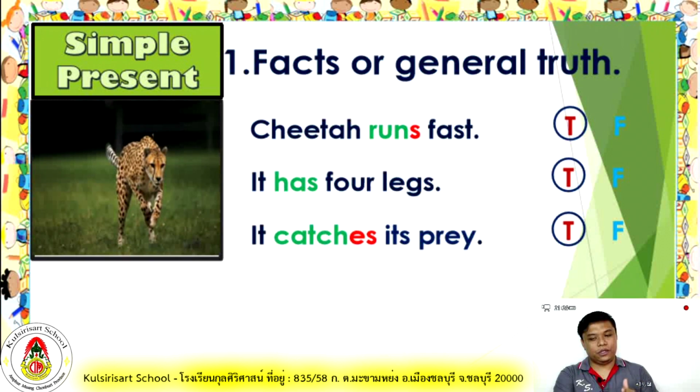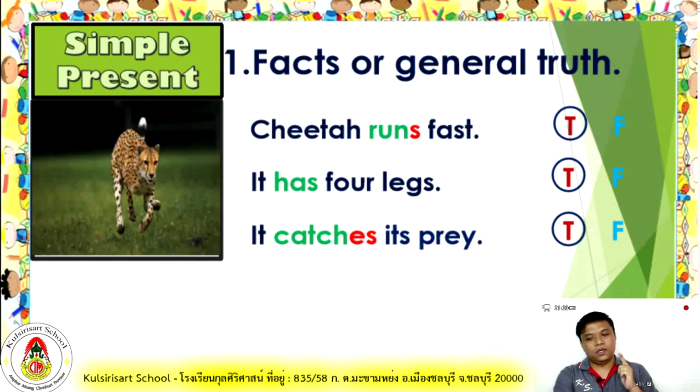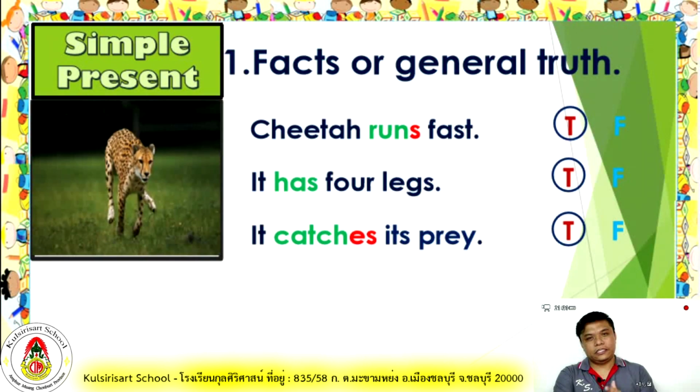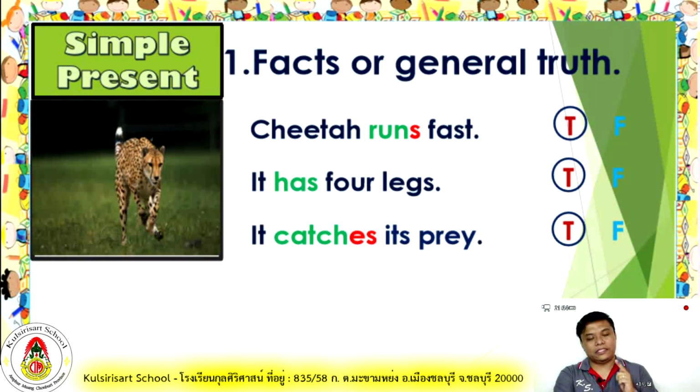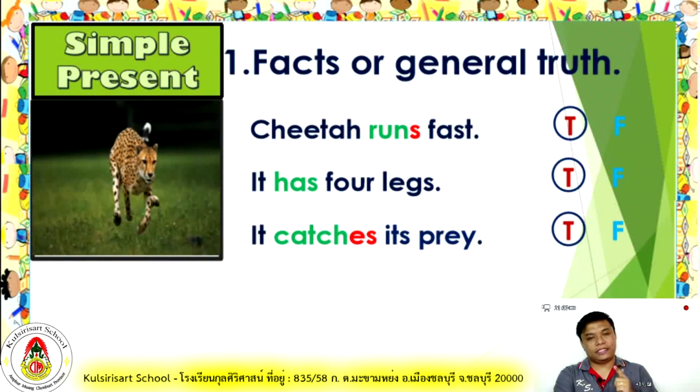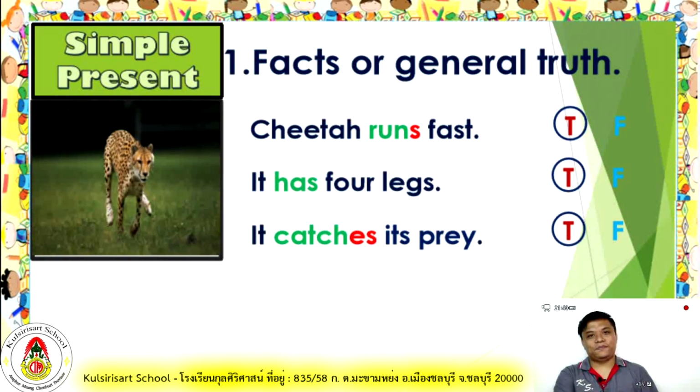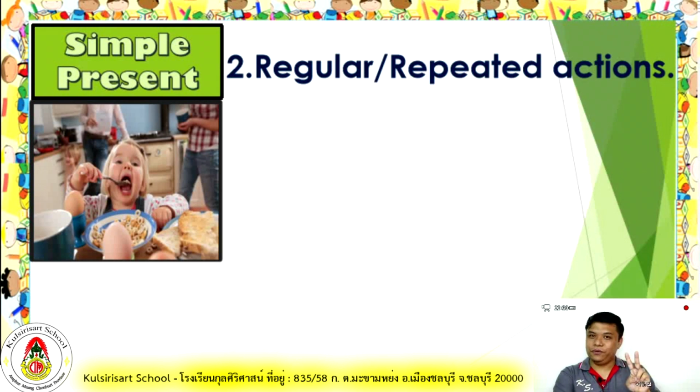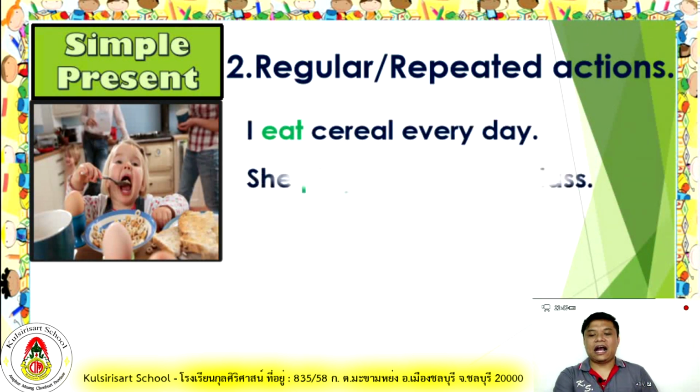But right now, I want you to listen and understand first if the sentence is true or false. So we will know if it's in simple form or if it's in present progressive form. Okay? Number 2, if it's a regular action or repeated action. We will have an example for that. I eat cereal every day. So do you do it every day? If it's on a regular basis or you do the action repeatedly, the action is in simple present form.